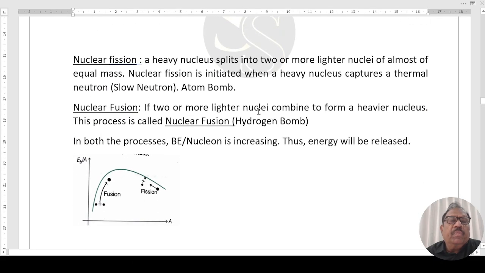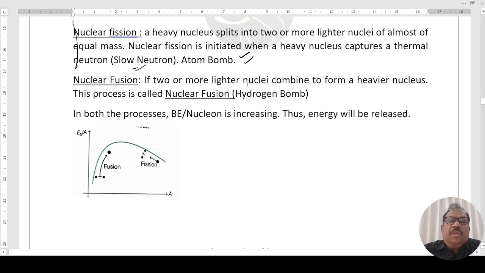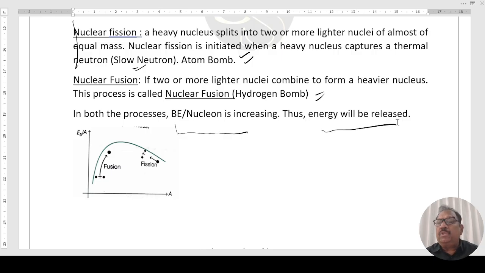Concept applicable in solution. In nuclear fission, a heavy nucleus splits into two or more lighter nuclei of almost equal mass. Nuclear fission is initiated when a heavy nucleus captures a thermal neutron. Atom bomb is based on this concept. And if two or more lighter nuclei combine to form a heavier nucleus, this is called nuclear fusion. Hydrogen bomb is based on this concept. In both processes, binding energy per nucleon increases, therefore energy is released. Graphically, this is the case of fusion, and this is the case of fission, right?